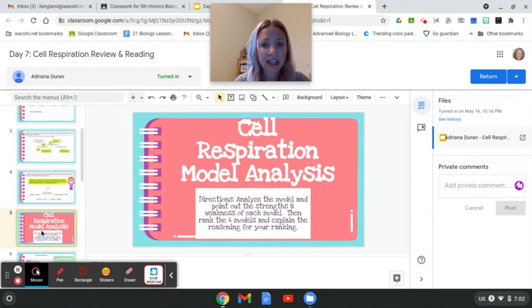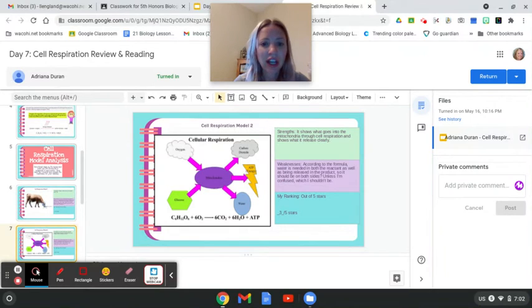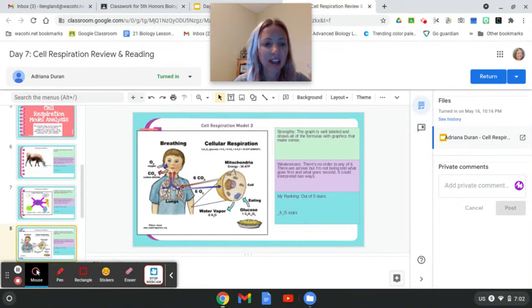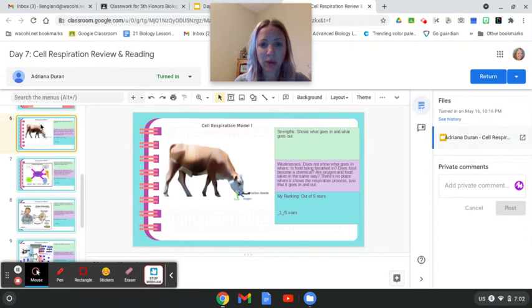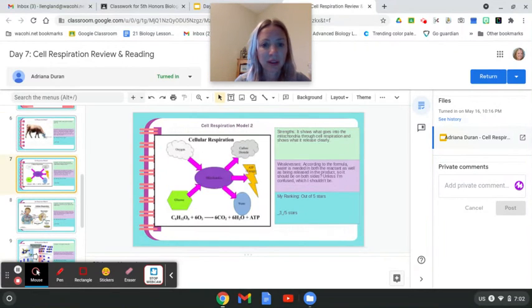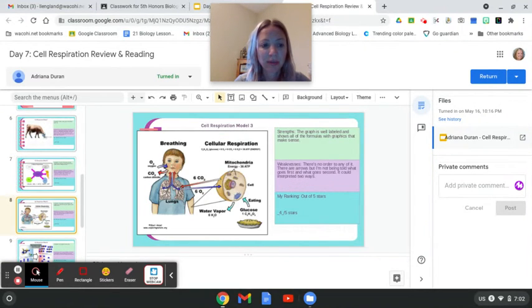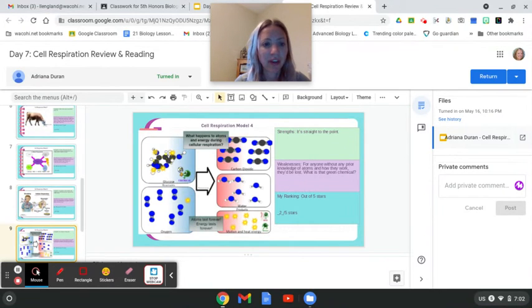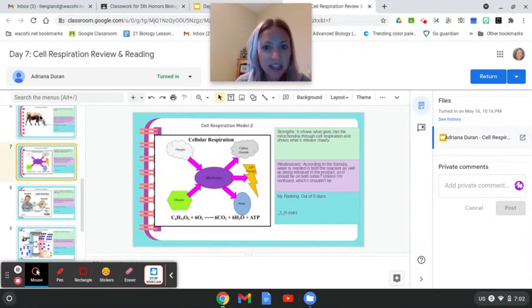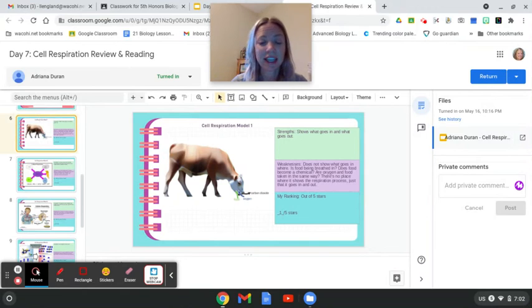Okay, so next you did your model analysis. So which model did you all like best? We had model 1, model 2, model 3, and model 4. Okay, so just as a show of what our class liked, raise your hand if you liked the cow the best. Okay, usually it's about no one. Usually people give this 1 to 2 stars.